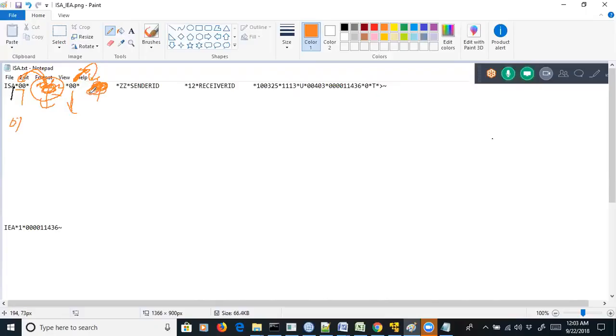So this is how it works. Got it? So if instead of 00 it has 03, it means this will be a password. If you see 03 here, you will understand automatically that in the next field I will get the password.